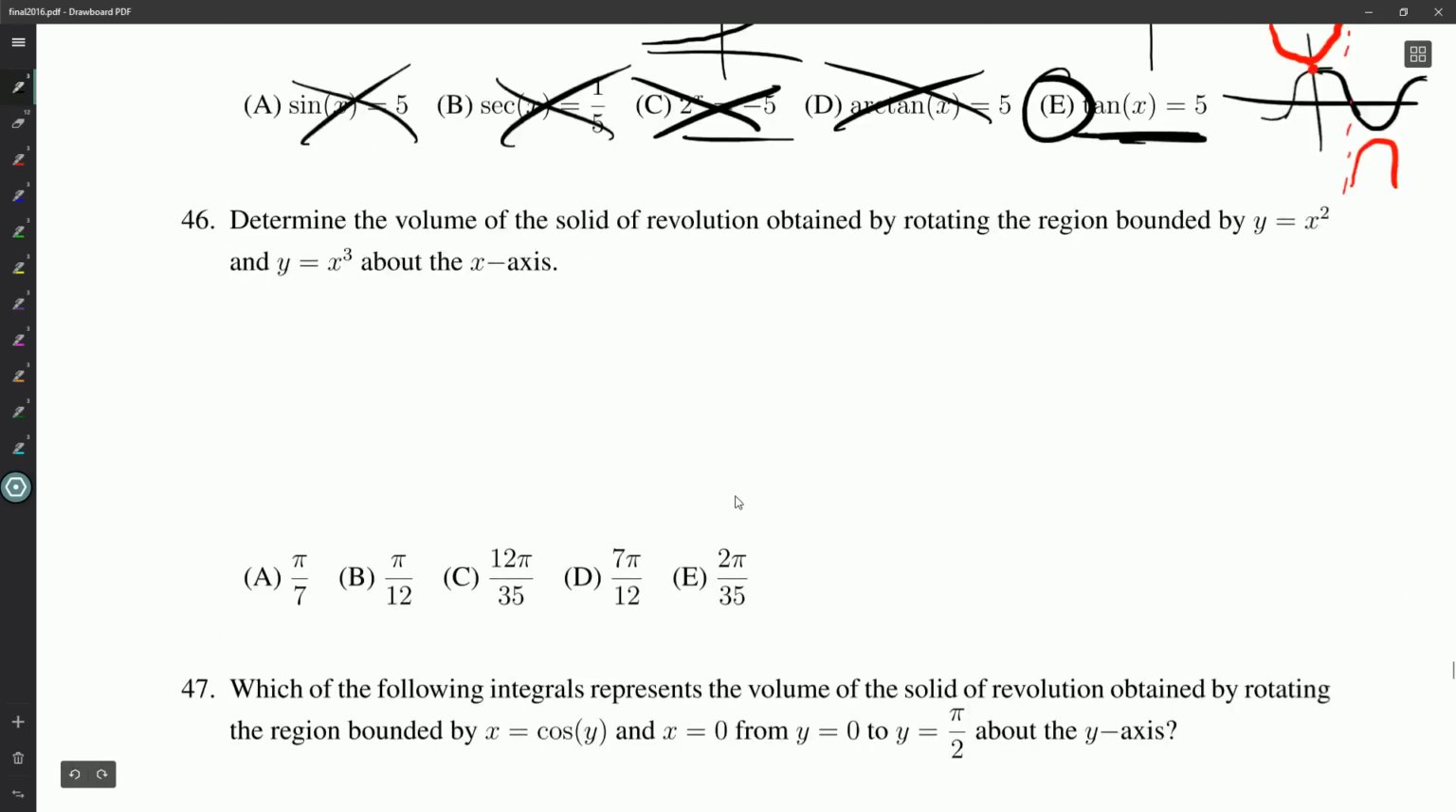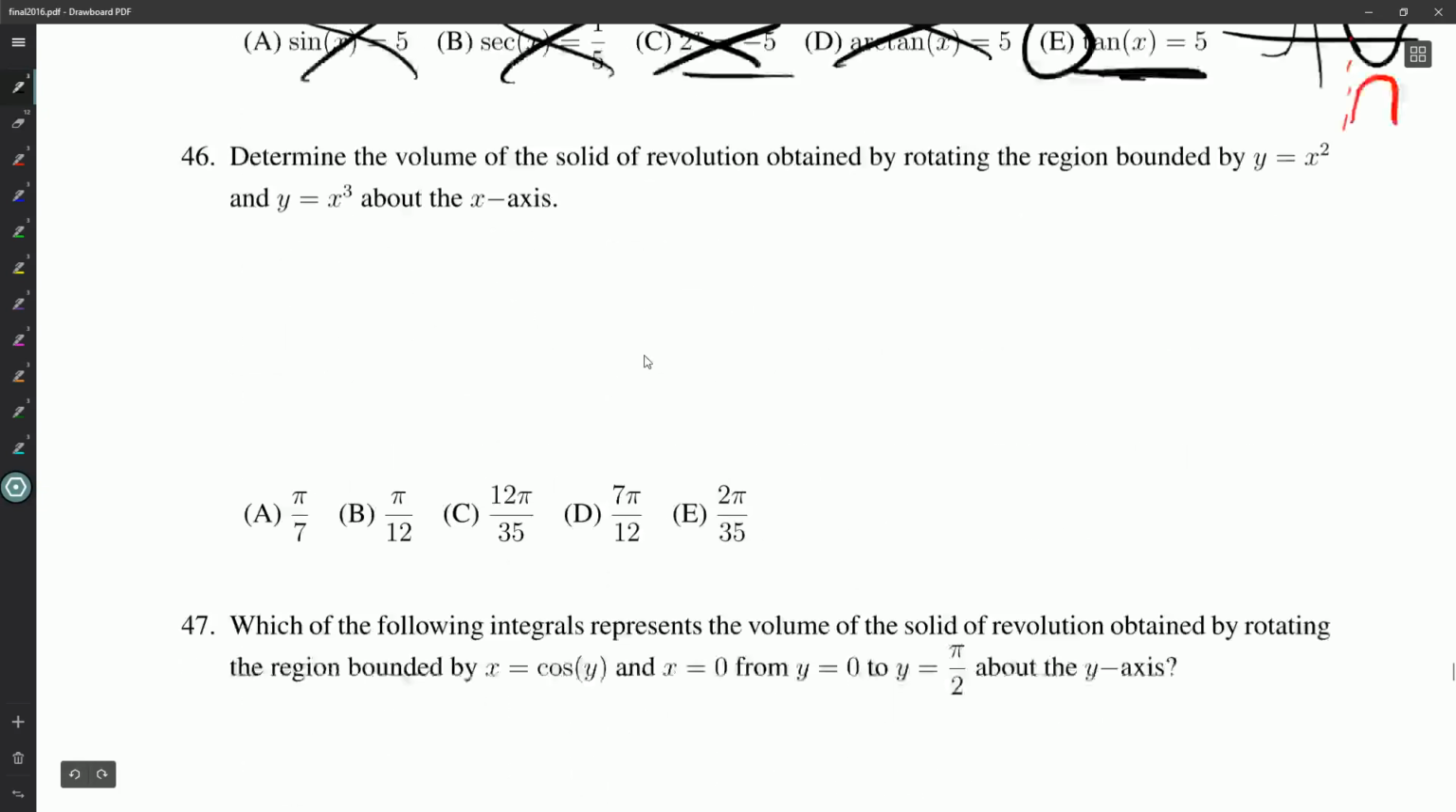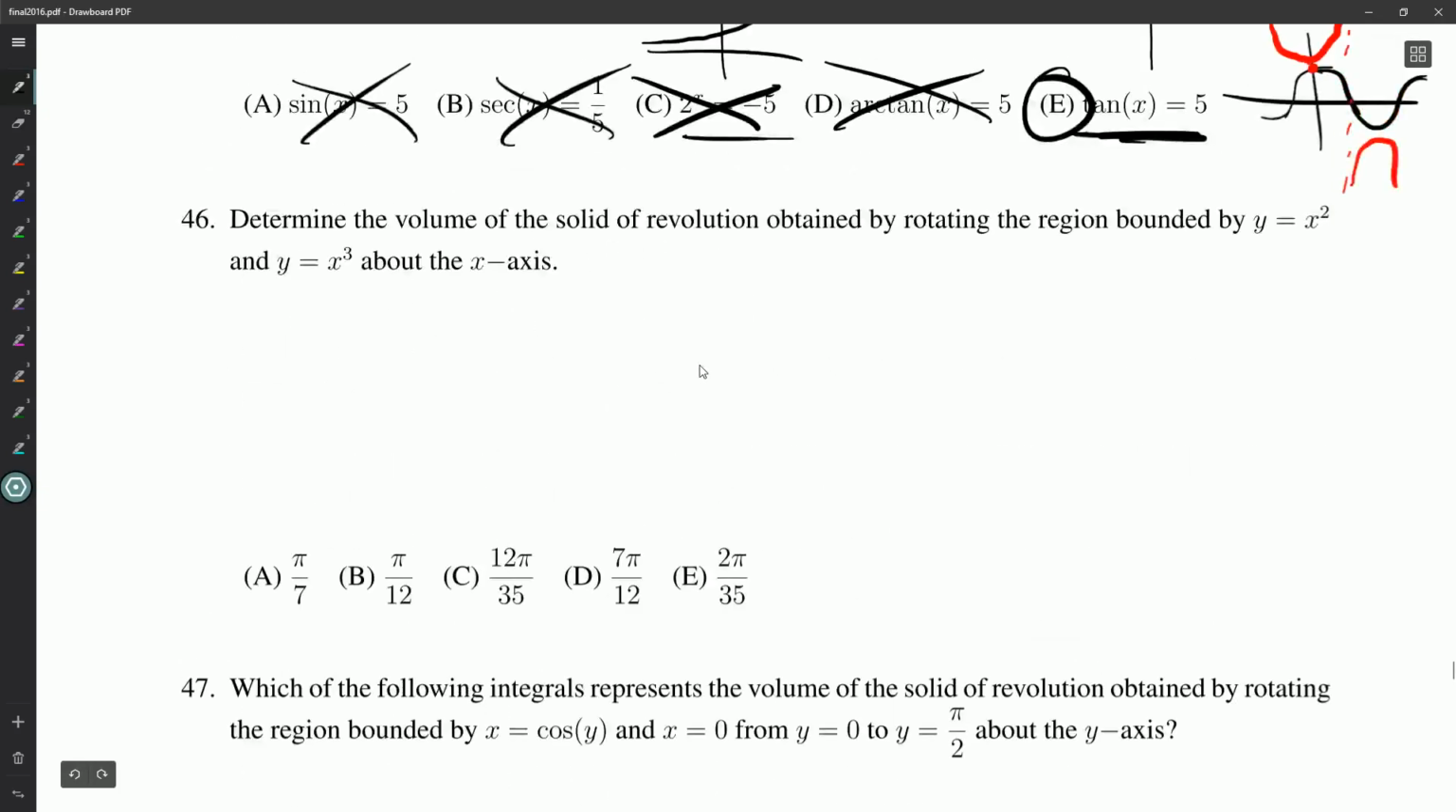Okay. All right, 46. I think the last three are just volumes. Yeah, volume, solid of revolution, and then one of these fun shaped base questions. Those are always such a pleasure to do, where they give you the cross sections rather than ensure that they are disks. But we will get to that.